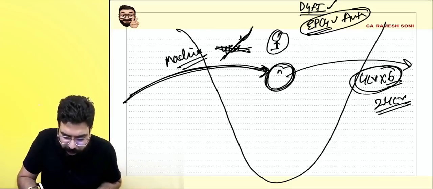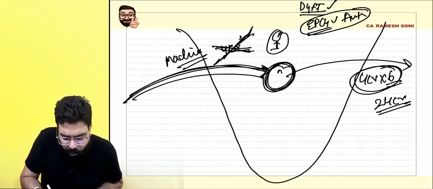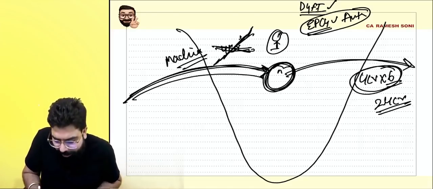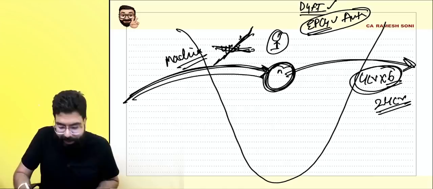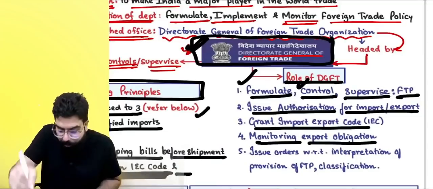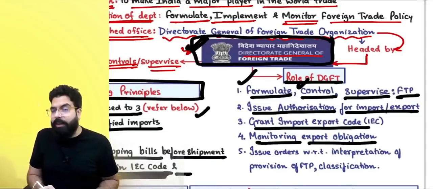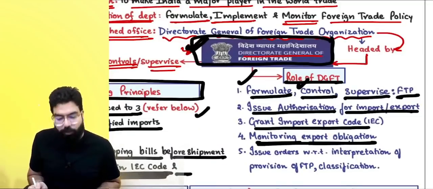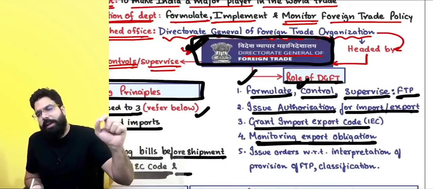If he gives you the authorization, import the machine and don't pay any duty. When you export, you have to fulfill the export obligation. The obligation to export is 6 times. So he will monitor whether people who made promises are actually fulfilling the export obligation or not.